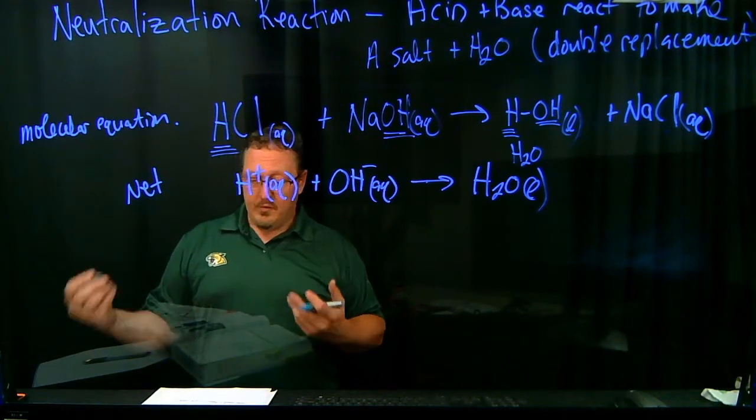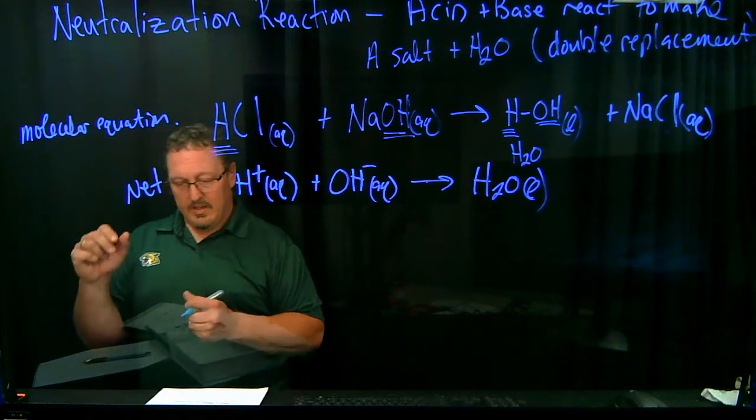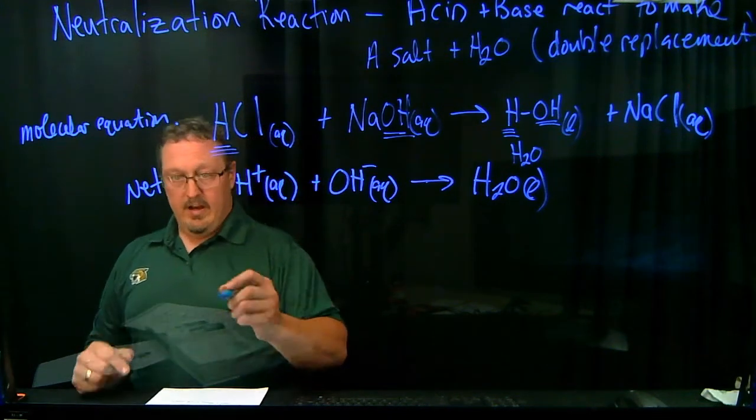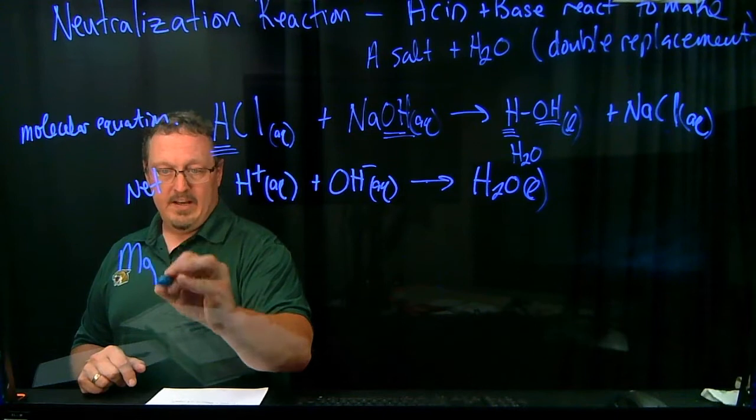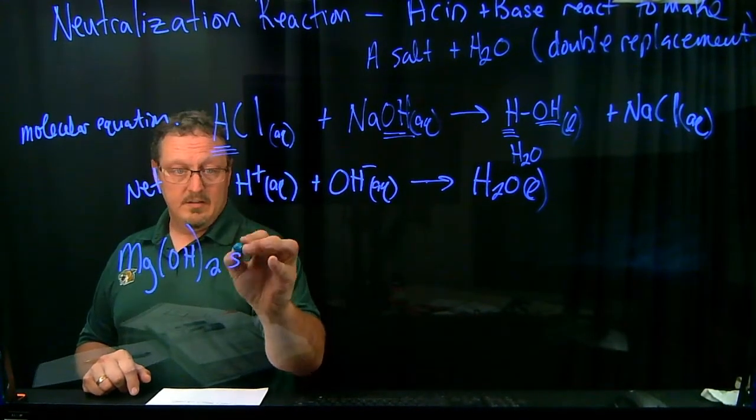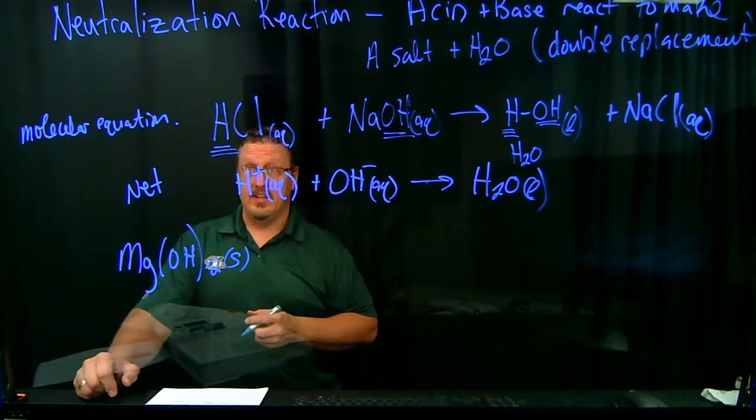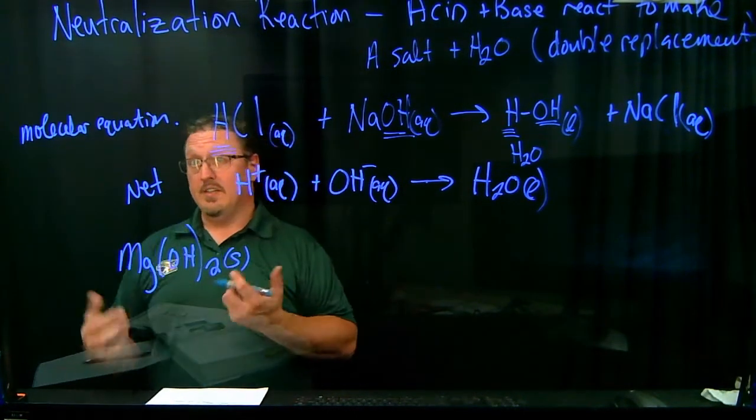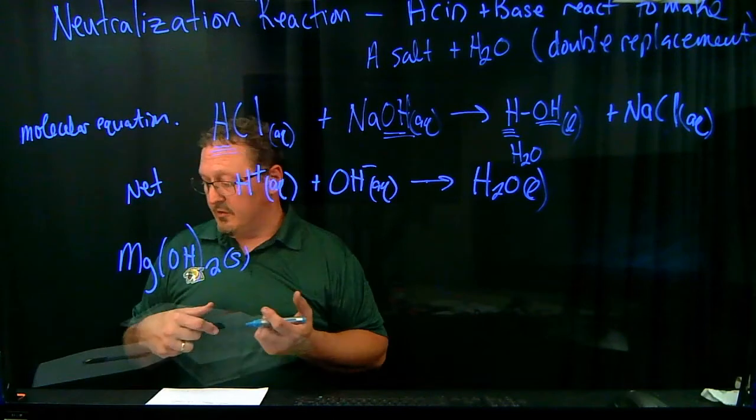Now, let's do another example. In this case, we're going to have magnesium hydroxide. This is going to be a solid. Okay, so magnesium hydroxide is actually insoluble, so it's going to be a solid in solution.